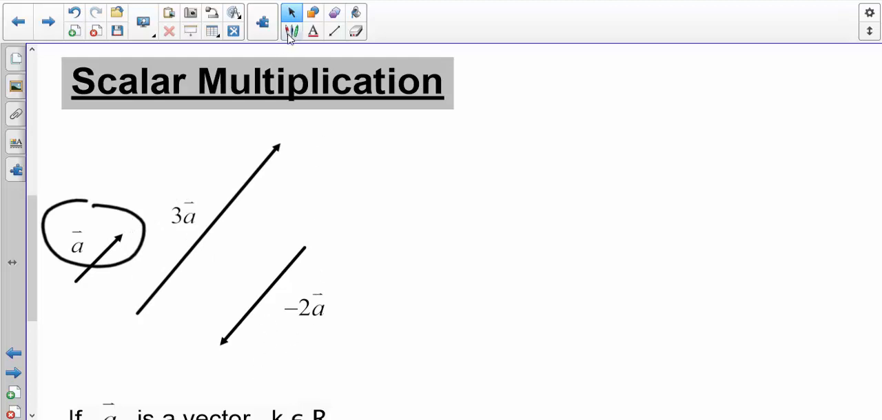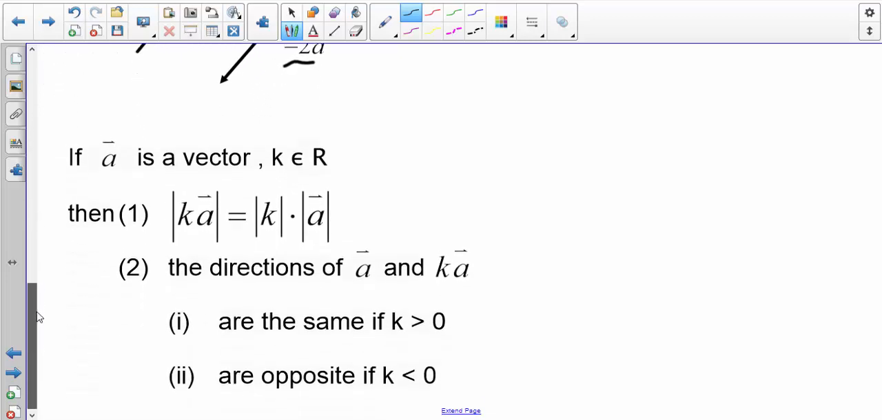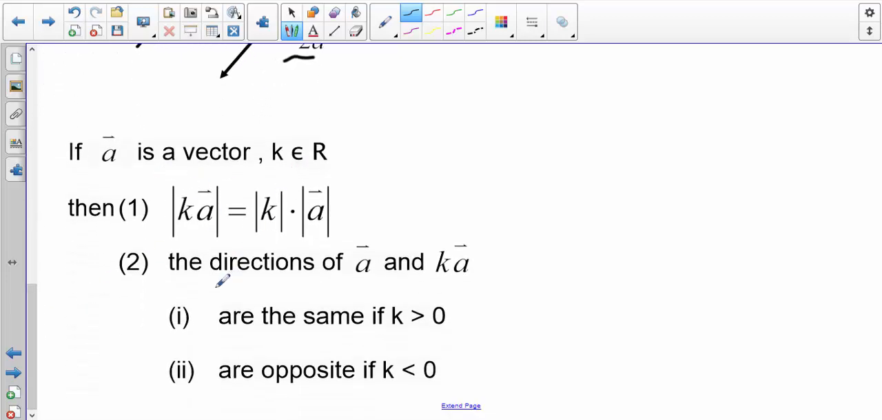You'll notice that I can also multiply them by negative numbers. So if I multiply by negative numbers, that basically just switches its direction, kind of like a vertical reflection when we're talking about functions. So it's really very intuitive stuff. Okay, so if A is a vector and K is an element of all real numbers, then we can multiply a vector by a scalar. If we multiply a vector by a scalar, it gives us basically the vector's magnitude multiplied by that scalar, right?